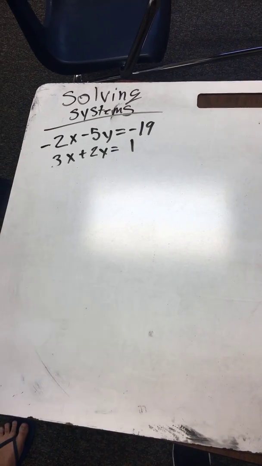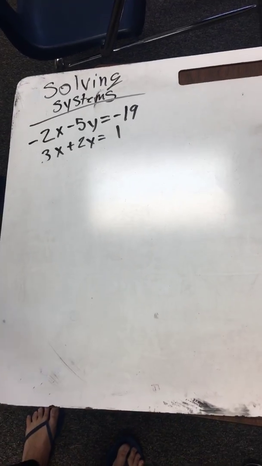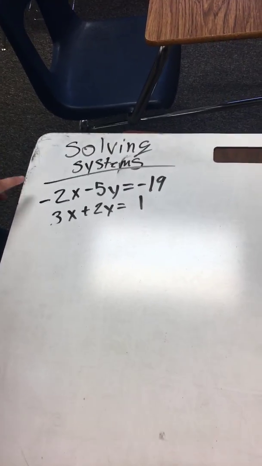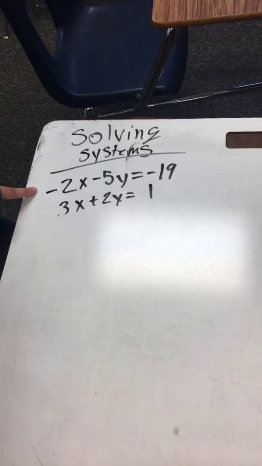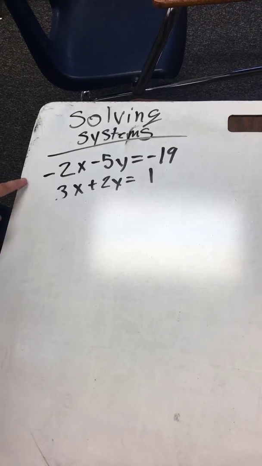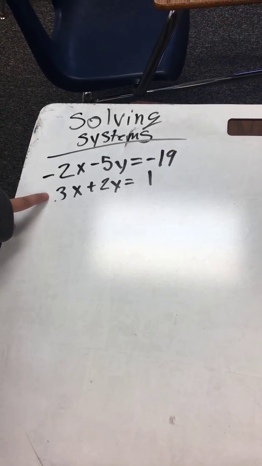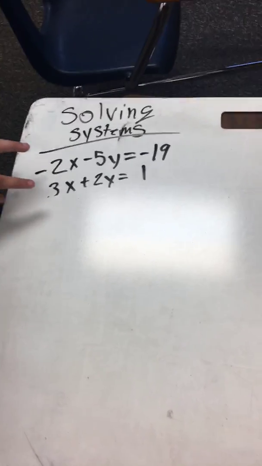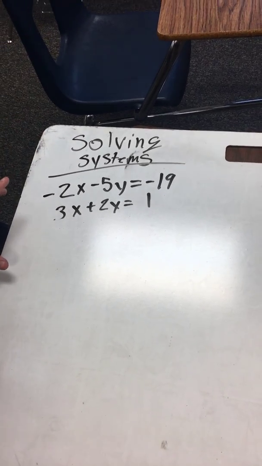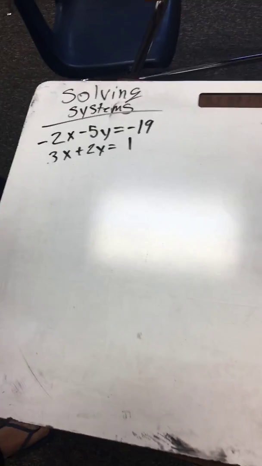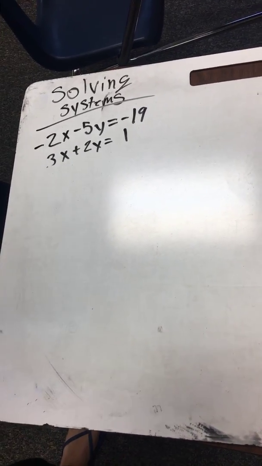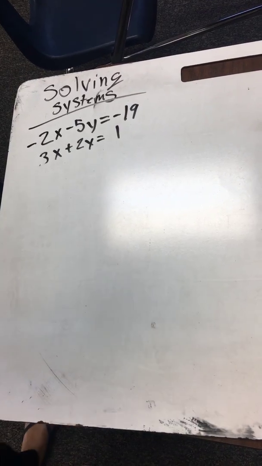So today we will be solving systems using equations and inverses. So right here you see we have two different equations. We have negative 2x minus 5y equals negative 19, and we have 3x plus 2y equals 1. So before we start, we need to create three different matrices. Those three matrices will be the coefficient matrix, the matrix of variables, and the matrix of constants.